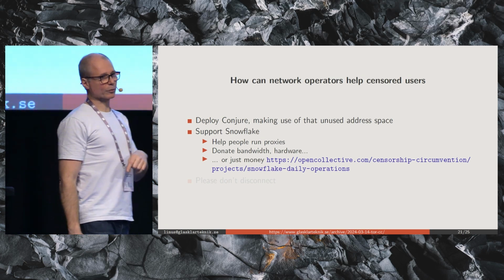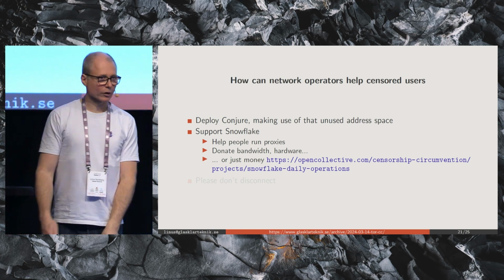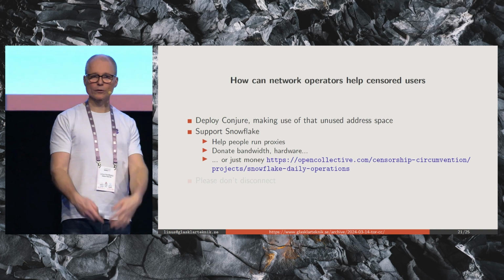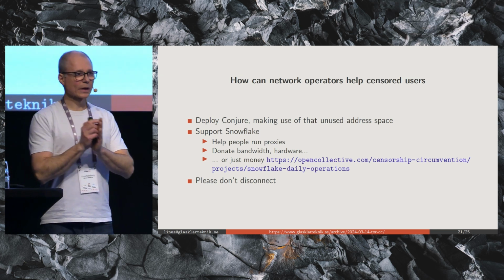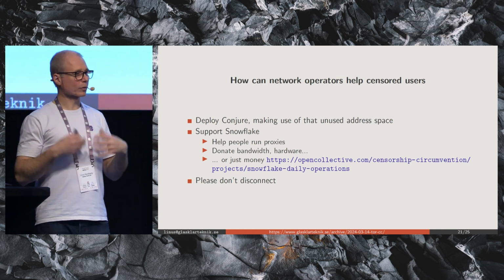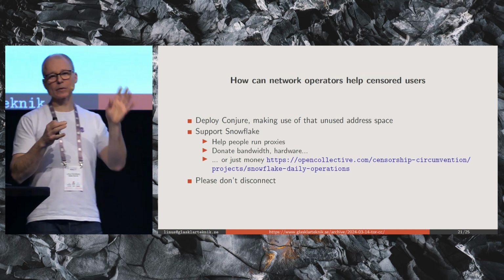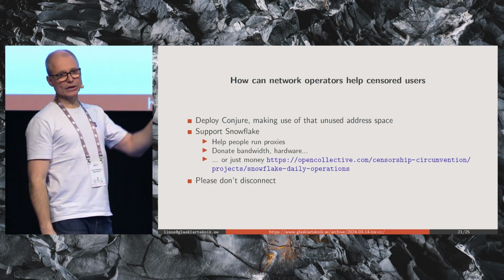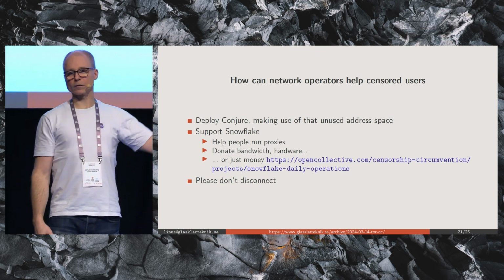So if you want to help people run proxies in your network, give them a good deal on a VPS or something. You can donate bandwidth or hardware to, for example, these bridges. We need more of them. Or you can just donate money if you don't want to do any work. You can just throw some money at it. And please don't disconnect. Lots of people want to help fight the bad people, so you want to be part of blocking or depeering them, but think a bit about who is being hurt the most by you depeering this regime over there. Maybe the people under that regime need the internet to be able to understand that the regime isn't great.